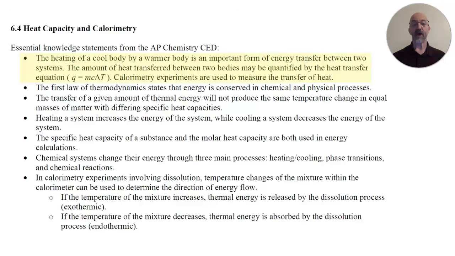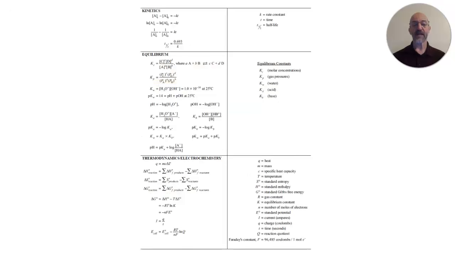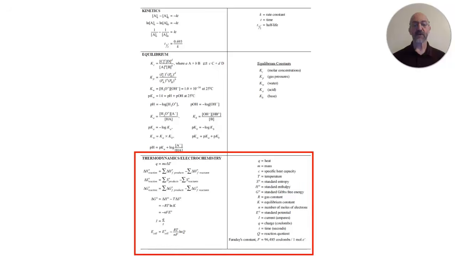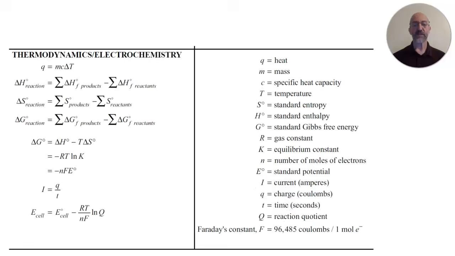Calorimetry experiments are used to measure the transfer of heat, and I'll just show you, this is a view of the AP Chemistry equations and constants sheet, in the section entitled Thermodynamics and Electrochemistry, you can see that equation. So Q equals MC delta T, where Q is heat, M is mass, C is specific heat capacity, and T is temperature. So delta T is the change in temperature.